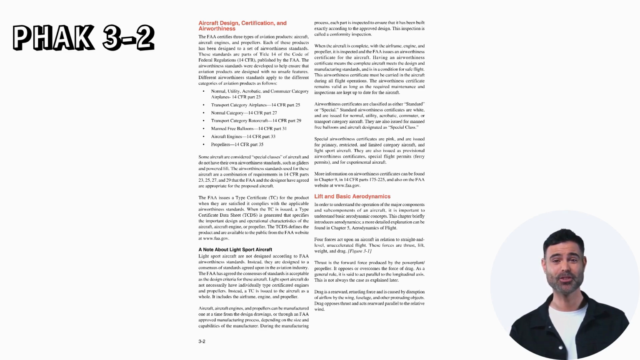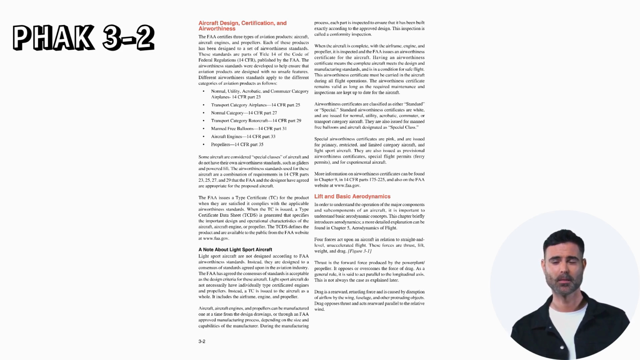Aircraft, engines, and propellers can be manufactured one at a time from the design drawings or through an FAA-approved manufacturing process, depending on the size and capabilities of the manufacturer. During the manufacturing process, each part is inspected to ensure that it has been built exactly according to the approved design. This inspection is called a conformity inspection.